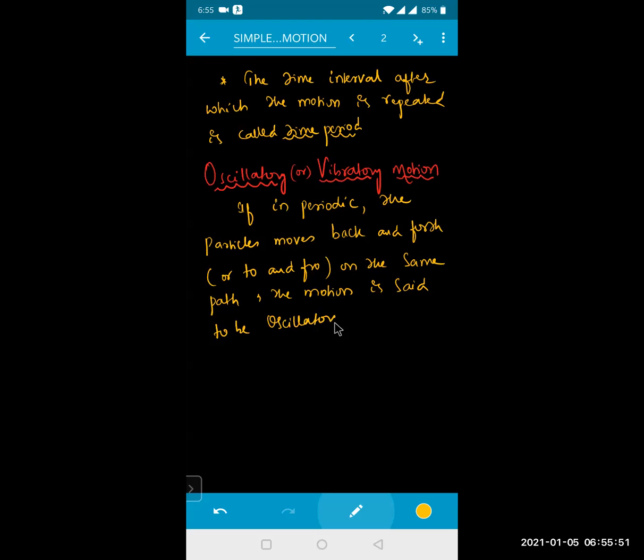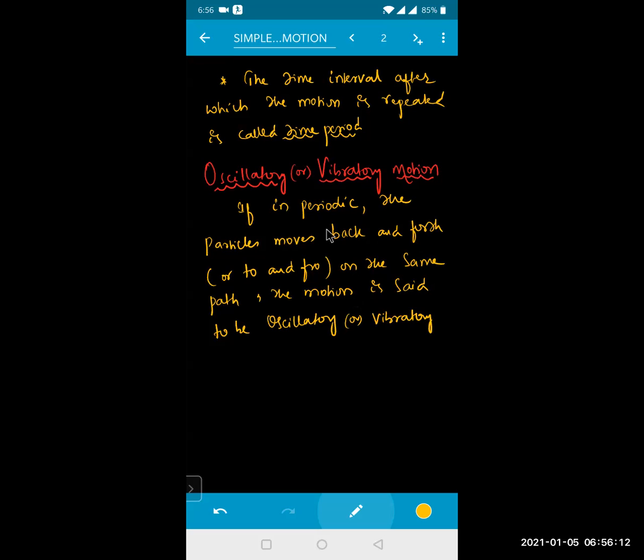Okay, this is said to be oscillatory or vibratory. So what do you mean by oscillatory motion, beta? If in a periodic motion, the particle moves back and forth, or to and fro, on the same path, the motion is said to be an oscillatory motion or vibratory motion.